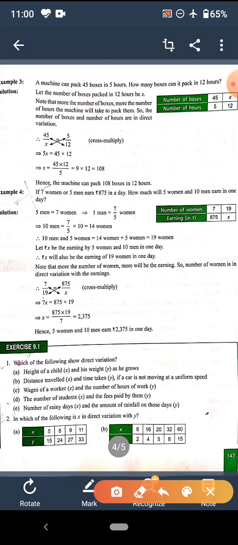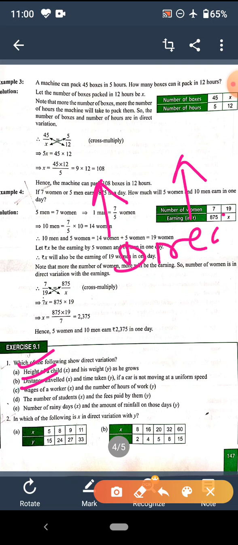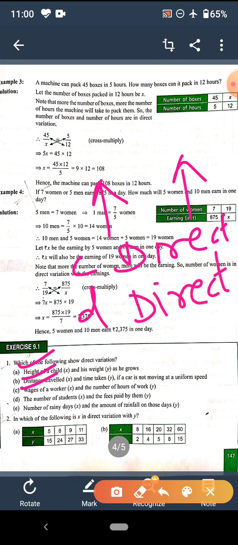Okay. And next is wages of a worker and the number of hours. Definitely, if the number of hours is increased, wages of a worker will increase. So direct variation. D, the number of students and fee paid by them. So definitely it is direct, because if the number of children is more, the fees collected will be more. In the last, number of rainy days and the amount of rainfall.